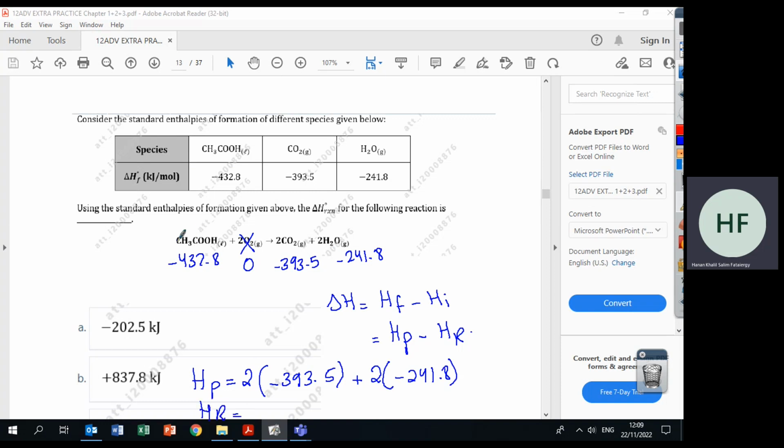Okay, now heat of reactants is equal to, I have this is the only reactant and it's multiplied by 1. So 1 times minus 432.8 and the oxygen is 0. Okay, now calculate the products, calculate the reactants, and minus them, you will get the final answer.